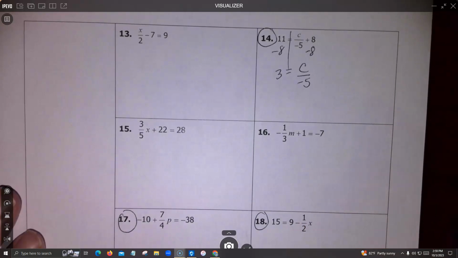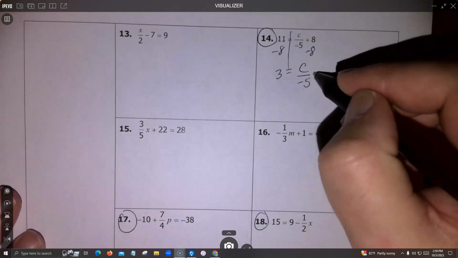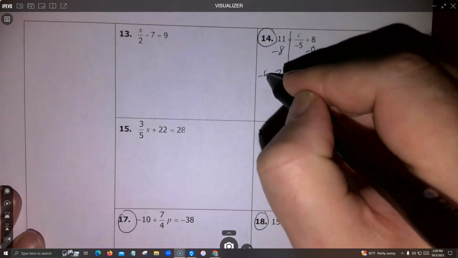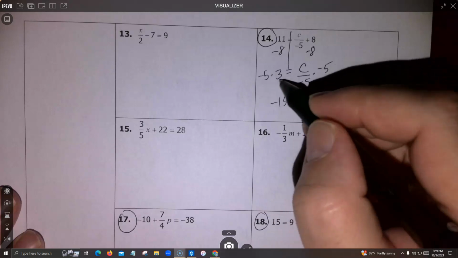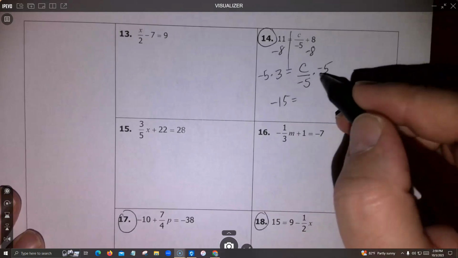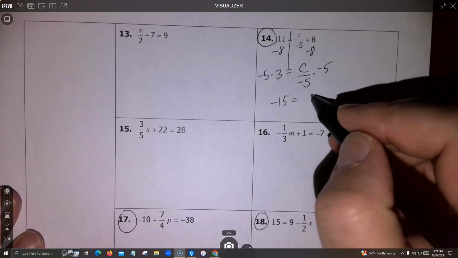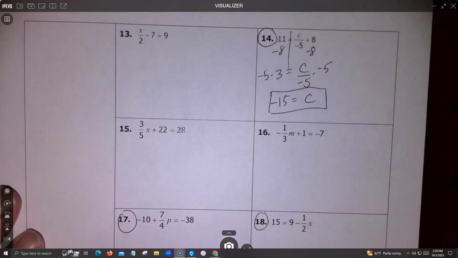In order to get rid of divided bys, we multiply. So that's going to give me negative 15, because the signs are different. And again, these are dropping out. That's the whole idea. And then c is negative 15. Here's the answer.